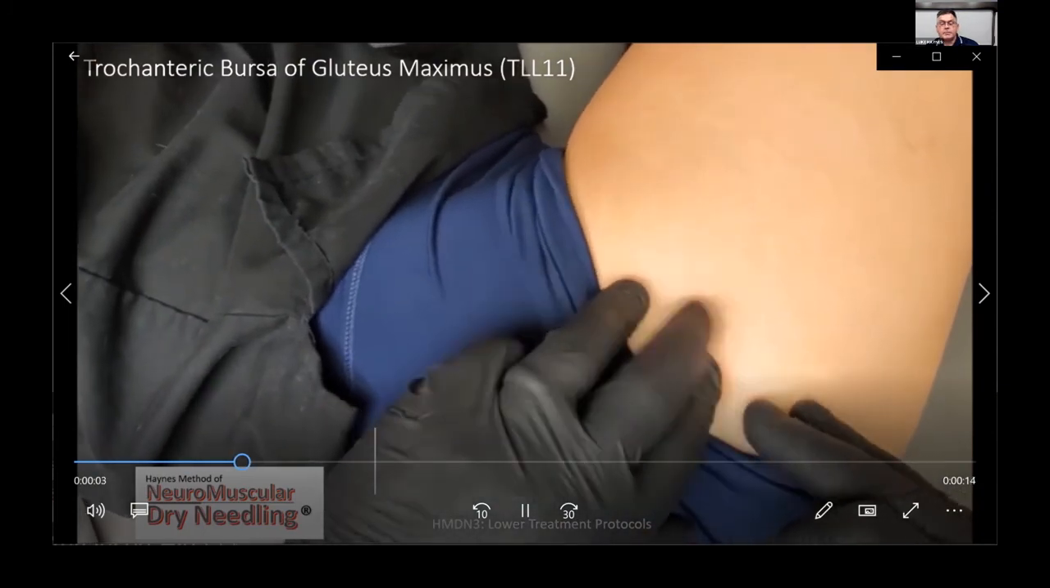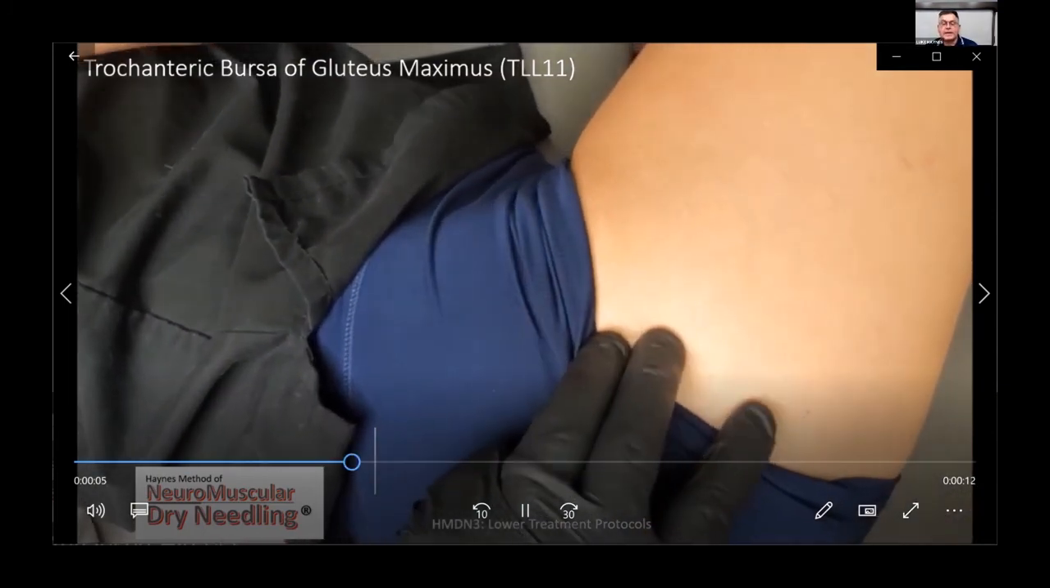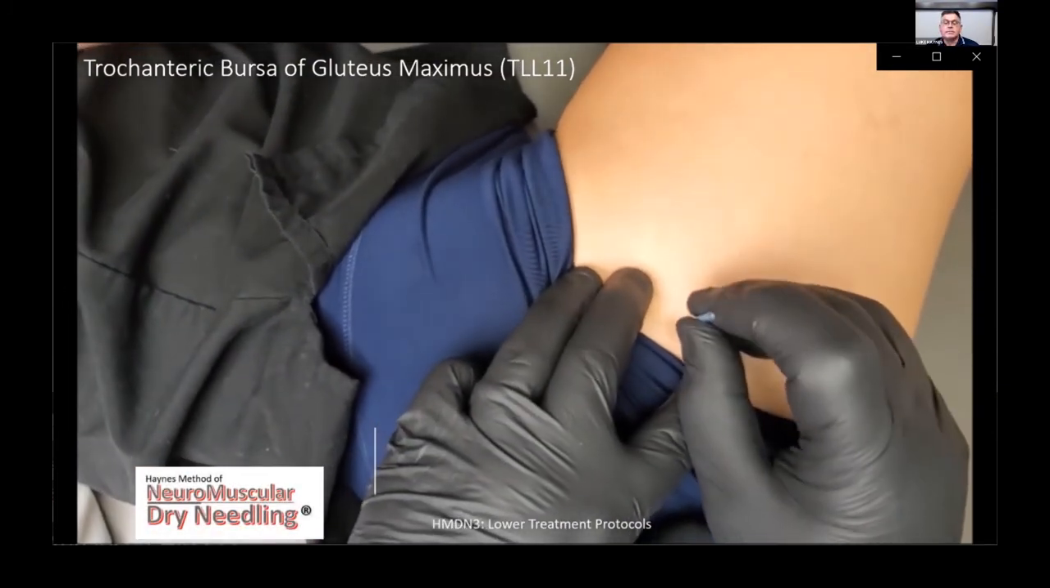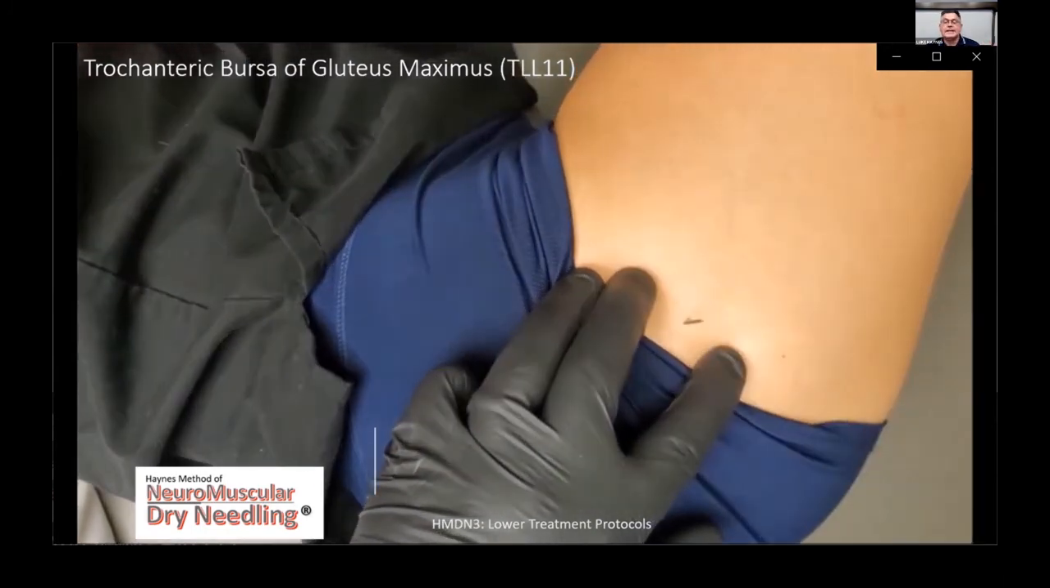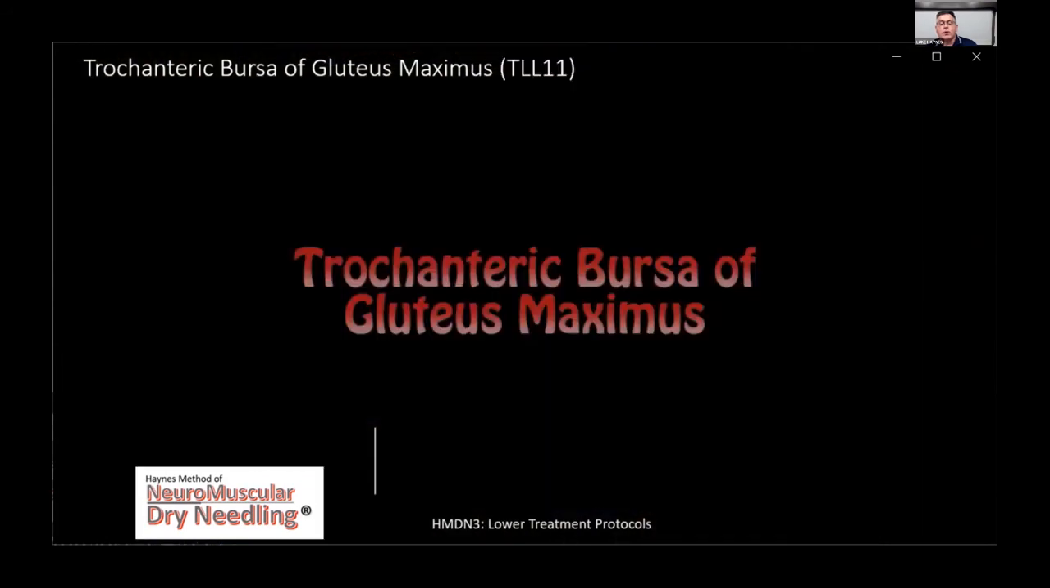So we're going to palpate. The patient's definitely going to let you know that is the site. And just lateral to medial, in this case, sky side to mat side, down to the greater troch for effect.